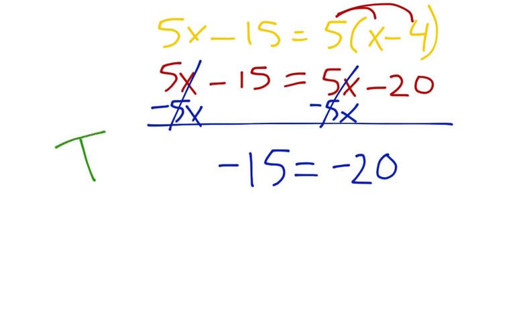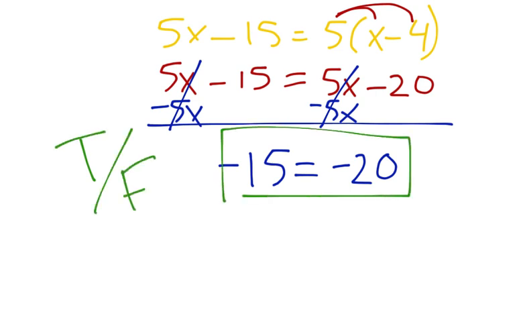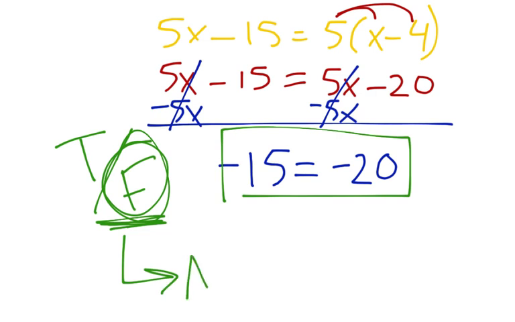You're supposed to look at that and think to yourself, all right, the variables cancel, that means I'm supposed to think true or false. Well, this time, this is not true, because negative 15 is not negative 20, so it's false. Whenever you get the false answer, that's when you say no solution. Okay, and if it's no solution, we call it in this class and in the lab a contradiction.